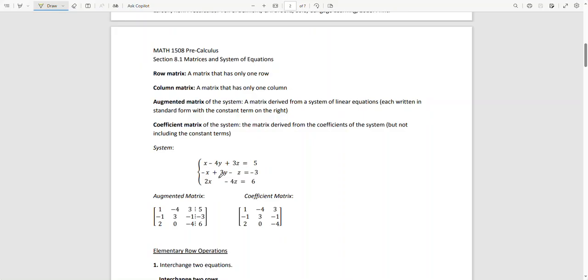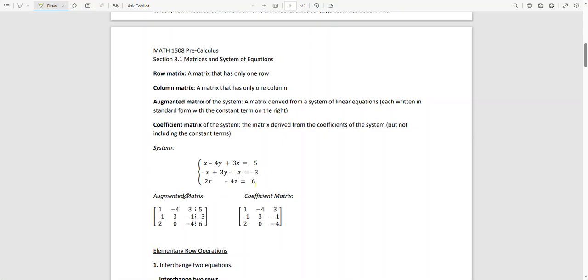First column x, second column y, third column z, fourth column is going to be our constants. So we have 1, -4, 3, and 5. My first equation becomes my first row. And since I'm keeping everything organized, my first column is x, my second column is y, my third column is z, and then I have the answers.